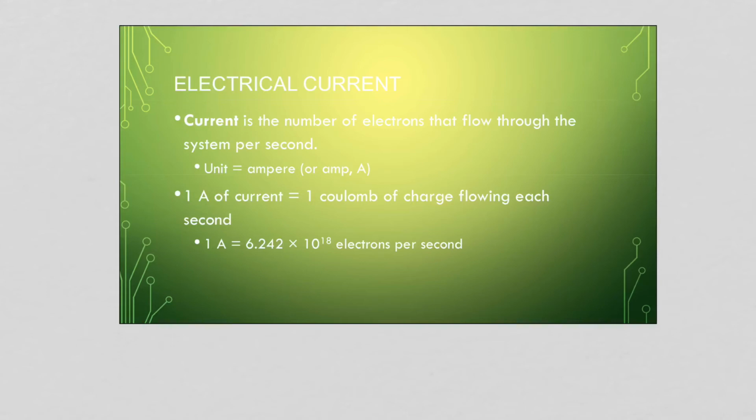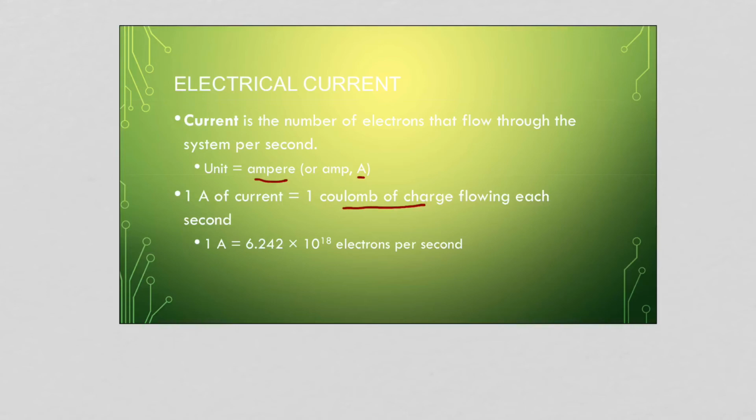Now, again, it's the number of electrons that flow per second typically. The basic unit is the ampere or amp, abbreviated by the capital A. And so 1 amp of current is 1 coulomb of charge. So coulomb, remember, is a unit of charge per second. So 1 amp current means that you have 1 coulomb of charge flowing past that point every second.